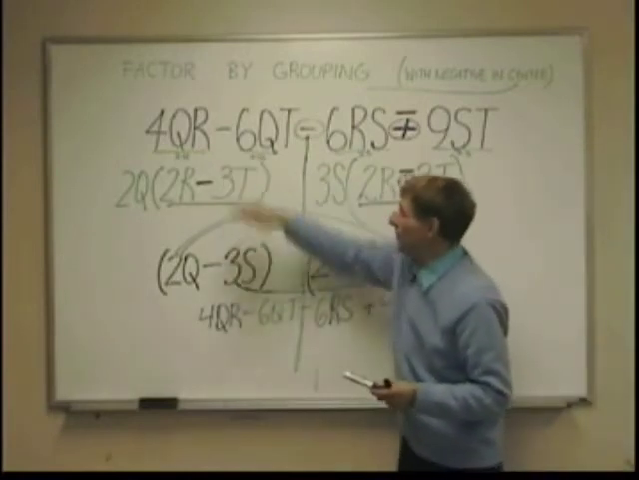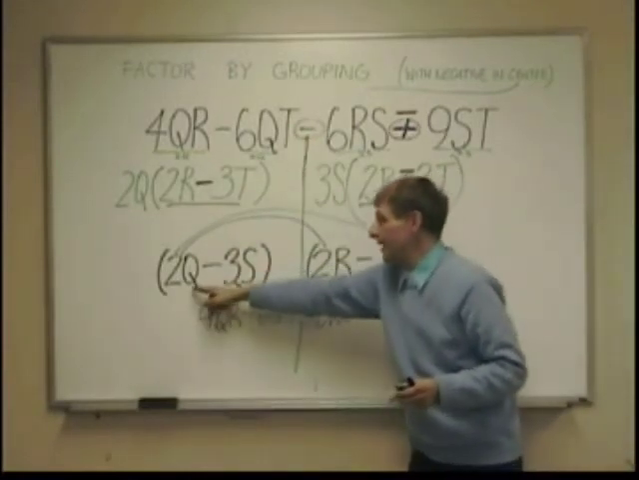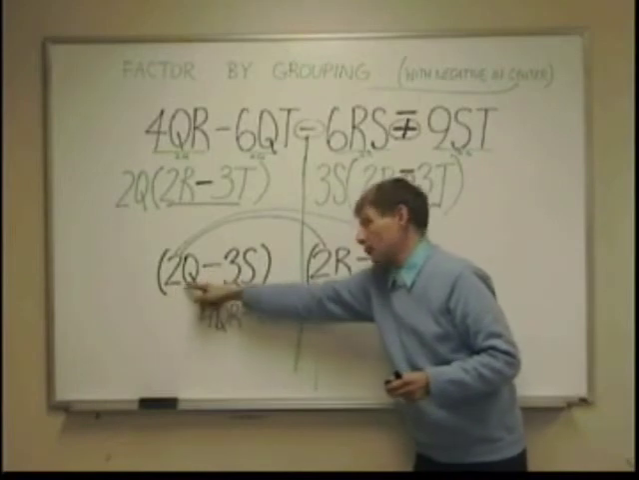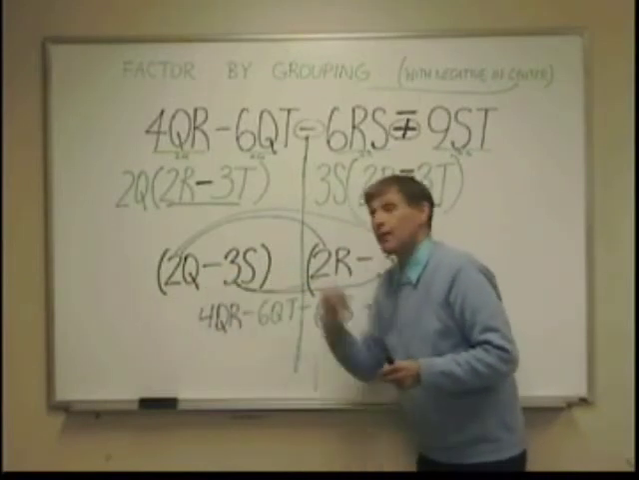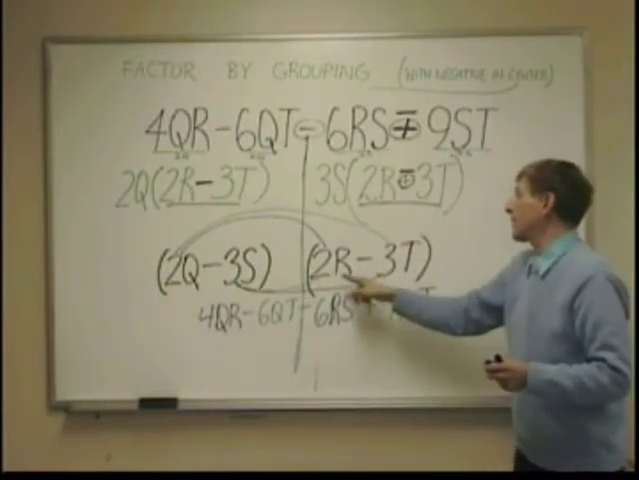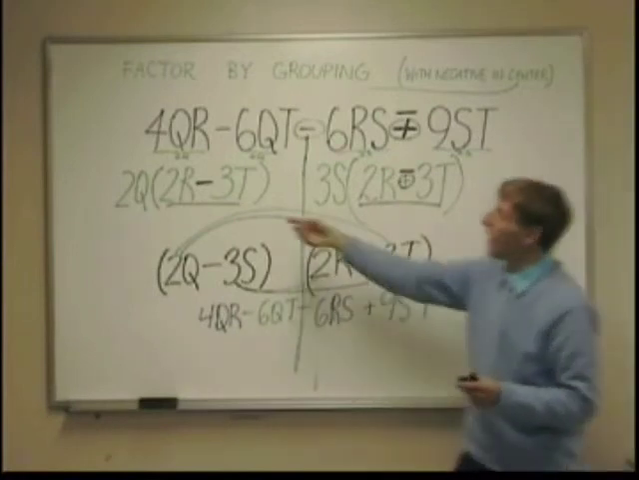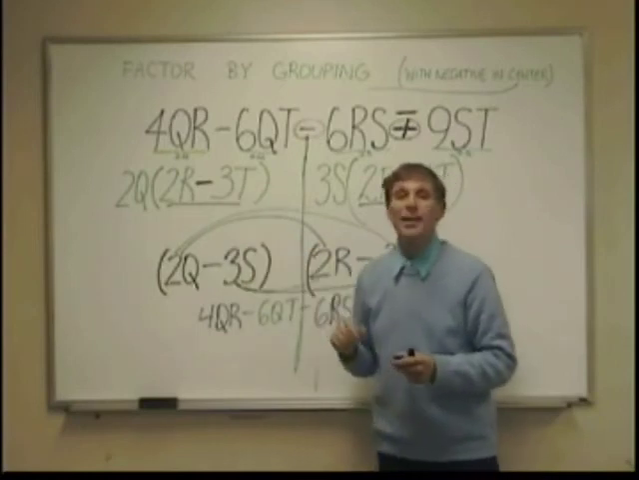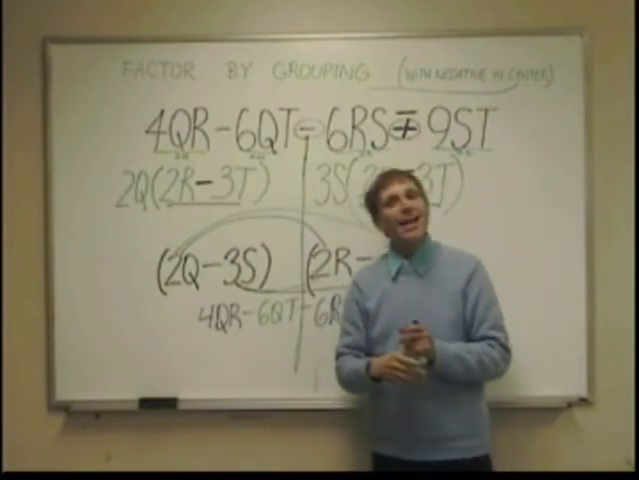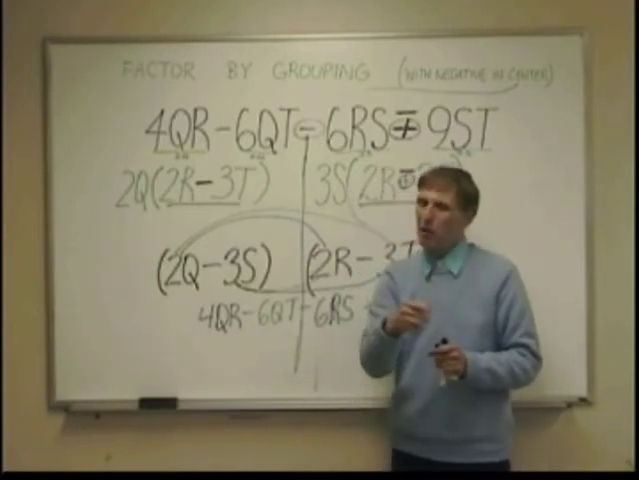I have all my elements when I FOILed, which means these are the two factors, 2q minus 3s in the first parentheses, and the 2r minus 3t in the second parentheses, which I had gotten early on in the procedure. And that's factoring by grouping. I hope you did well.